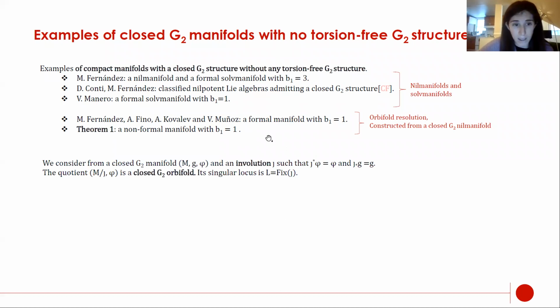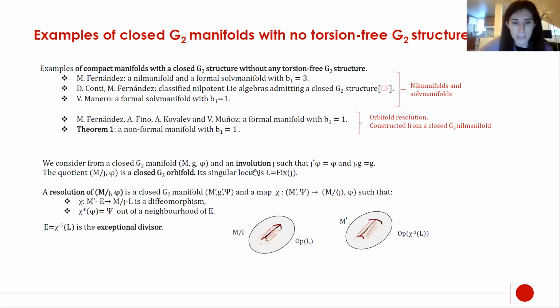What we do is to consider a closed G2 manifold and an involution of the manifold that preserves the G2 structure. Then we consider the orbit space of the involution, and this is not a manifold because it could have some singularities, these singularities being the fixed locus of the involution. That's why the singularities make this space an orbifold, and since we have a closed G2 structure on it, we will call it a closed G2 orbifold.